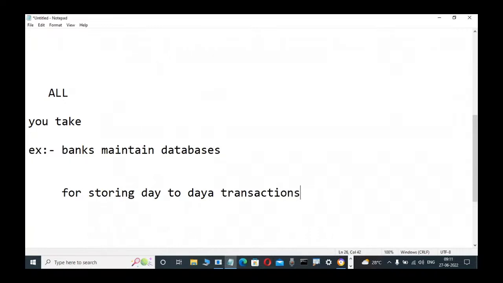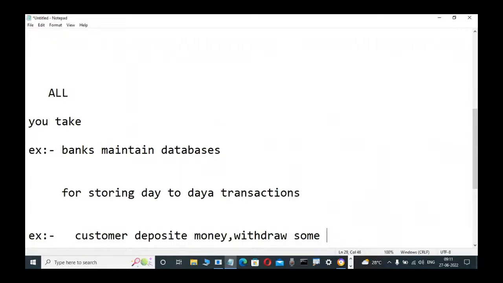For example, you are a customer, I am a customer. You are also going to the bank. What is the purpose? Customers are going to the bank for depositing money. Suppose I want to deposit some money into my account, or another account. Again, suppose I want to withdraw some amount. Again, I want to transfer some money from one account to another account.